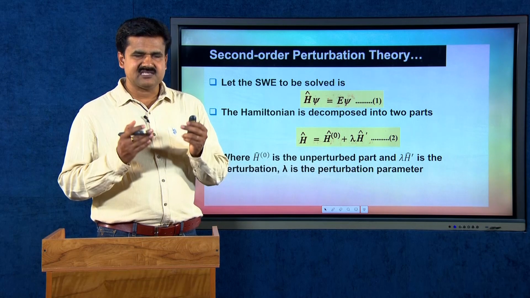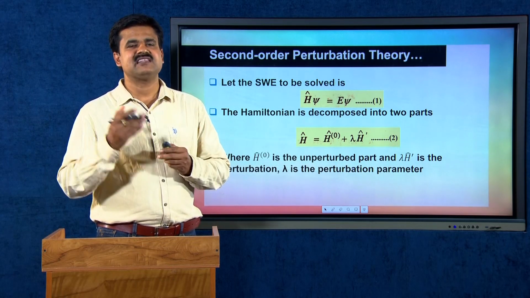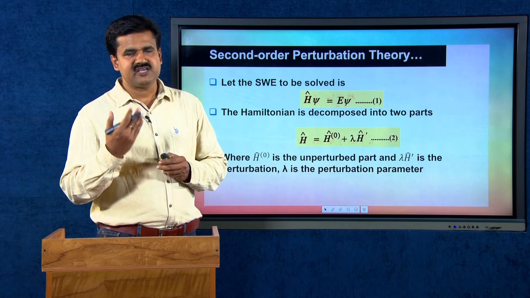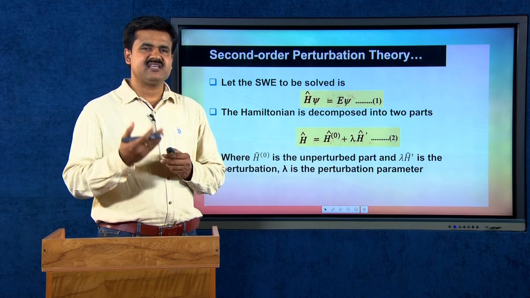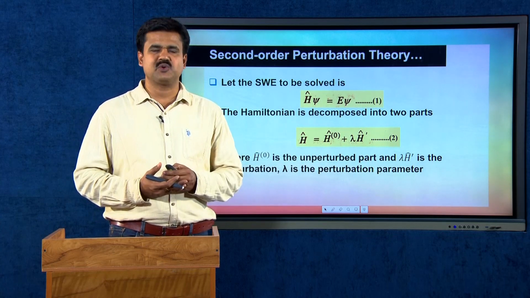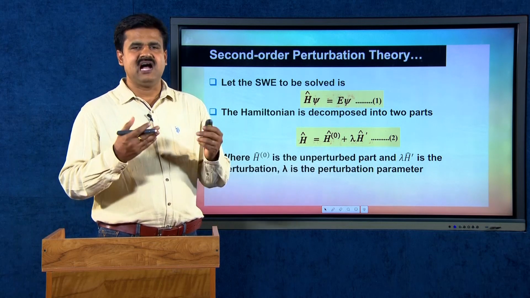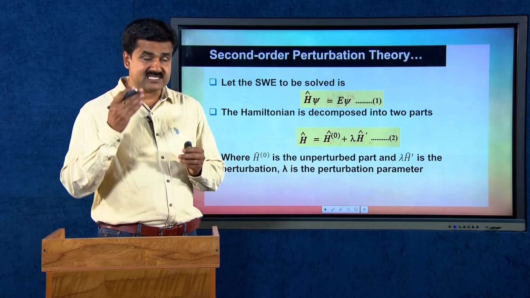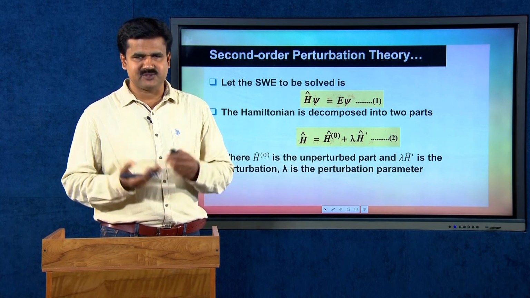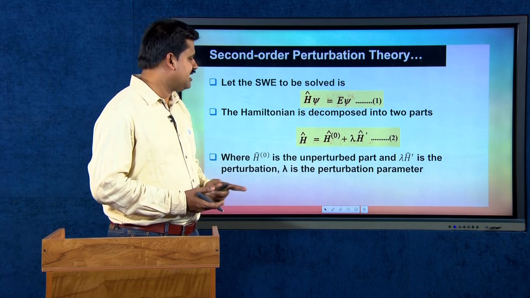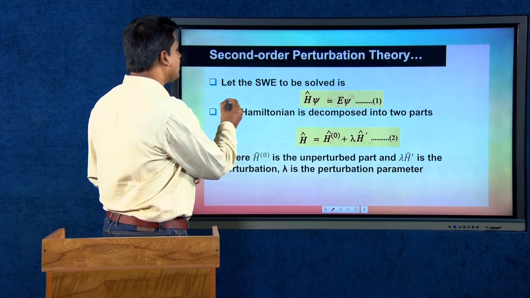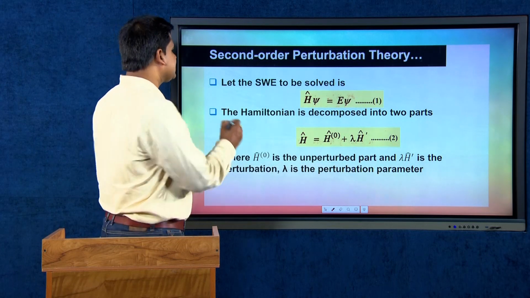In order to illustrate the second order perturbation theory mathematically, we have to begin from the Schrodinger wave equation. We have a quantum mechanical system where we are unable to solve the Schrodinger wave equation directly, and the Schrodinger wave equation to be solved is H hat psi equals E psi, where H hat is called the Hamiltonian operator. The Hamiltonian operator is otherwise known as the total energy operator.